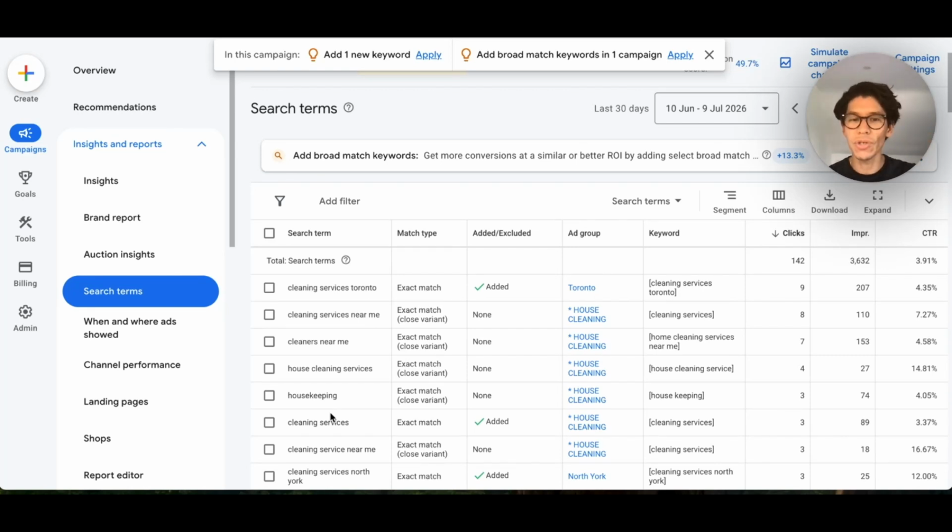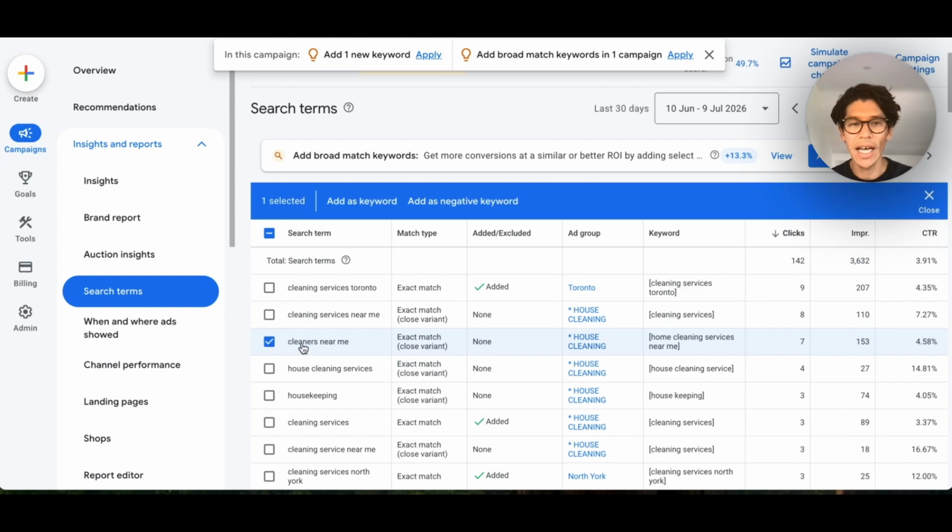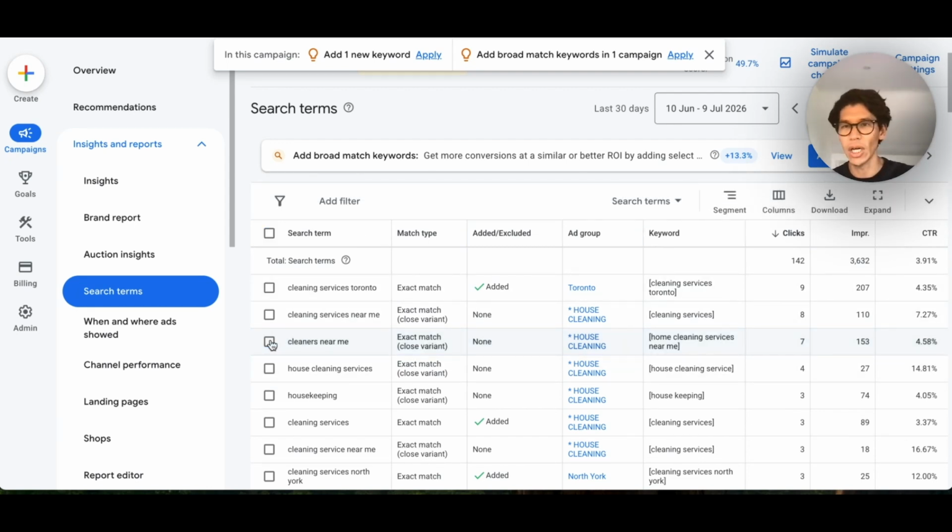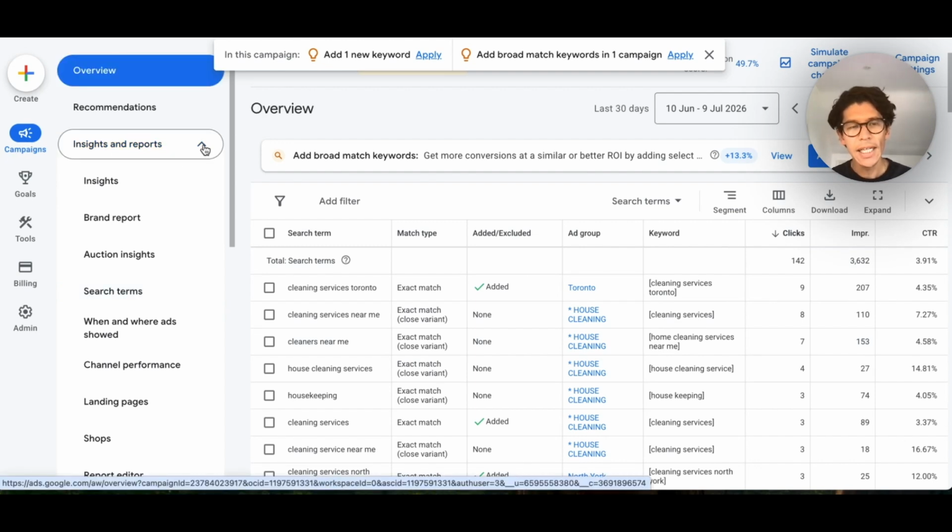If you're starting from scratch, you'll need to build up that list yourself. And the way to do that is by letting your campaign run, checking your search terms report regularly, and then you can simply add a specific keyword as a negative, and that's how you build it up. And that's how I've built that master list over the years. So that is on the negative keyword side.